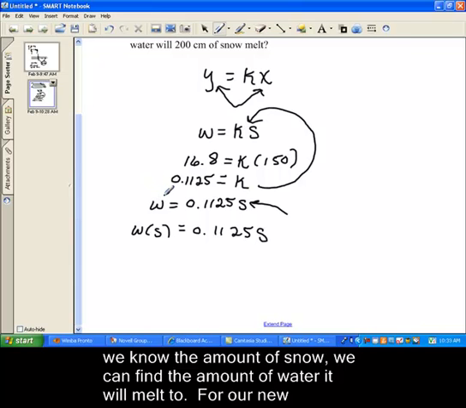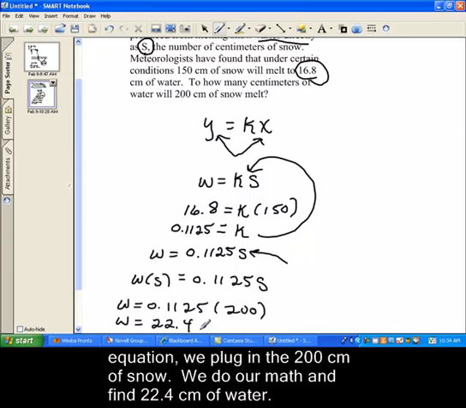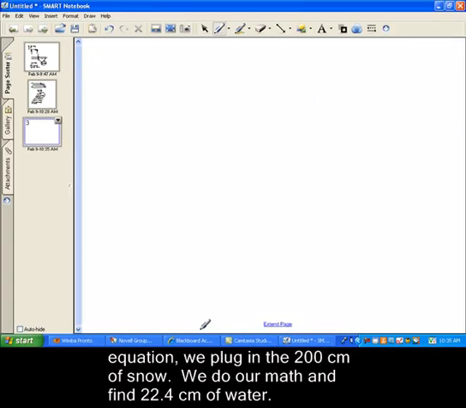So let's look at the rest of our problem. It actually says, to how many centimeters of water will 200 centimeters of snow melt? So we simply need, in our new equation that we have here, to plug in the 200 centimeters of snow. If we do our math, we can determine that if we have 200 centimeters of snow, we will actually end up with 22.4 centimeters of water.